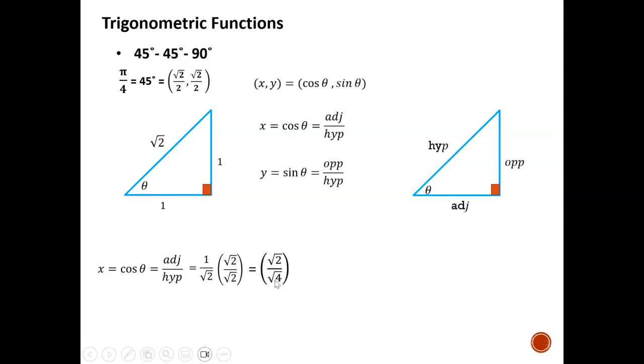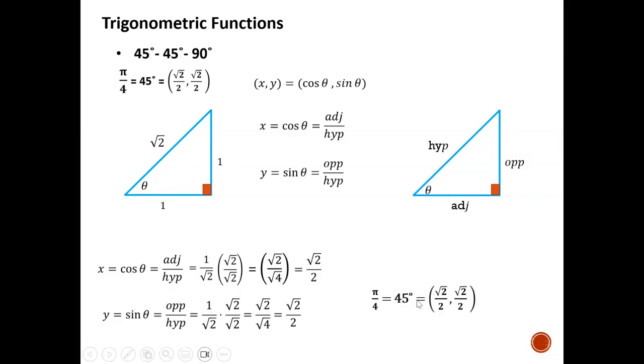So it's going to give us the square root of 2 over square root of 4. The square root of 4 is equal to 2. You see, guys, that's where the point comes from for the x value. For the y value, it's the same thing, because they're the same, so it's going to give us the same result. This is how we know that everything with a 4 on the bottom, this is my point. It's 45 degrees.